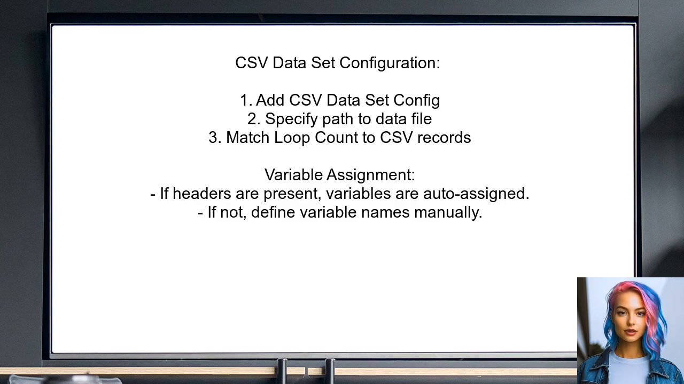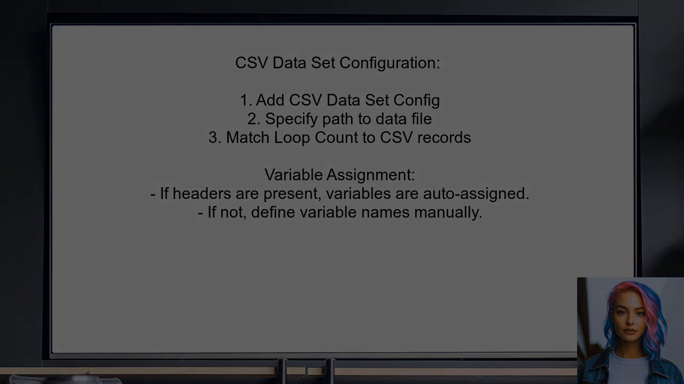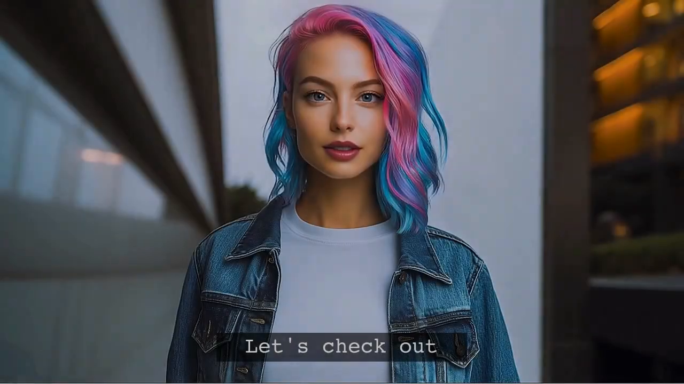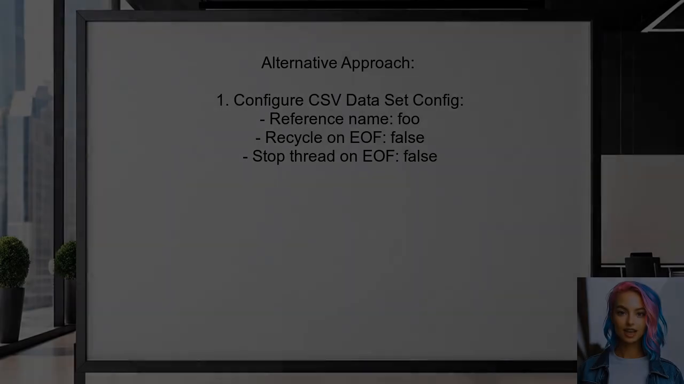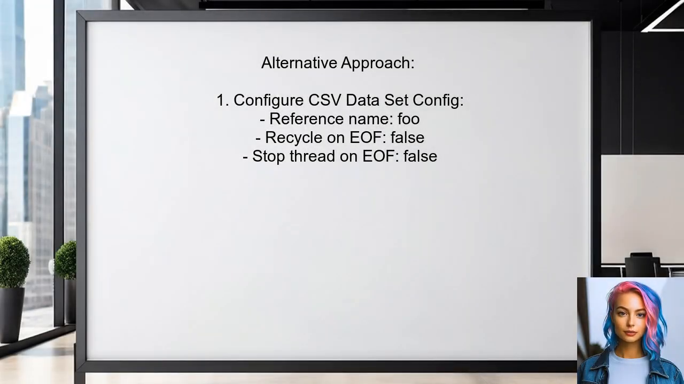If your CSV has headers, the variables will be automatically assigned based on those headers. If not, you need to manually define the variable names in the configuration. Let's check out another perspective from a different user. An alternative approach to running a specific HTTP request multiple times in JMeter involves using the CSV dataset config and controllers. First, configure your CSV dataset config with a reference name, ensuring recycling and stopping threads on EOF are set to false.